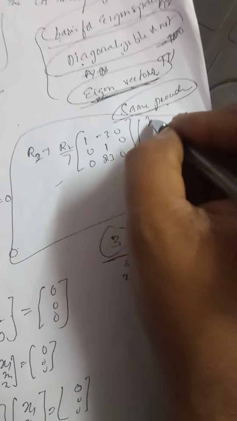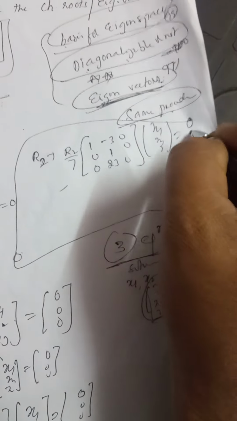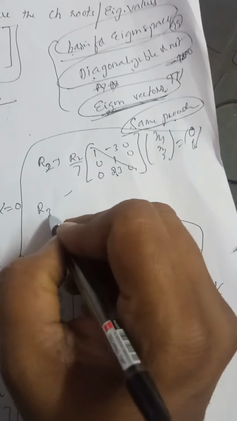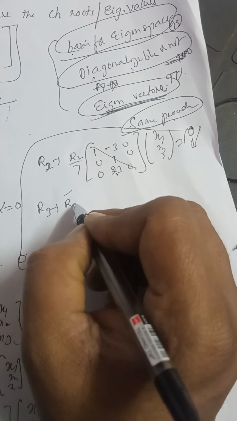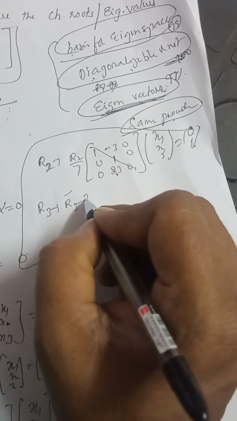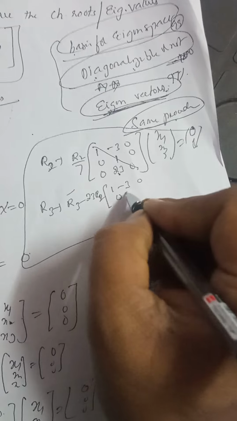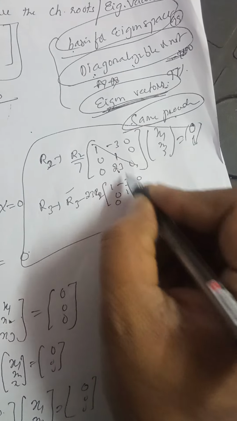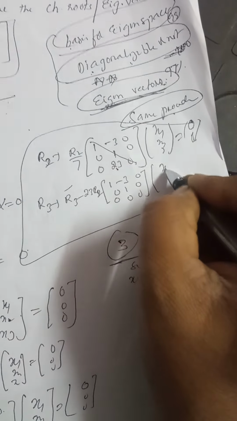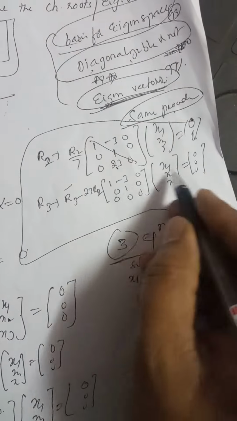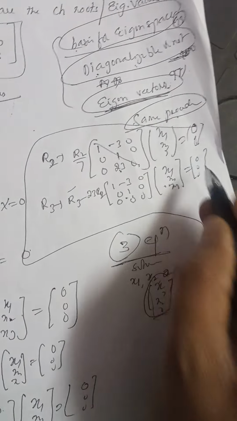I got this one, into x1, x2, x3 is equal to 0, 0, 0. On the principal diagonal, we have to make this one 0. R3 changes to R3 minus 23 R2. So 1, minus 3, 0; 0, 1, 0; 0, 23 minus 23, 0. Now x1, x2, x3 is equal to 0, 0, 0. Now multiply these two matrices and equate it to 0.